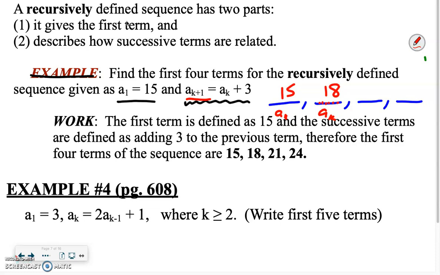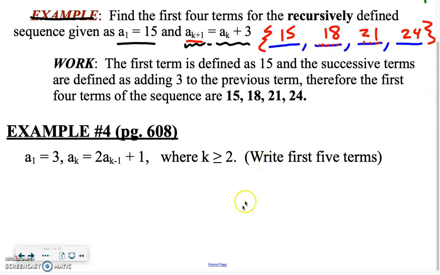So all we're going to do is take our current term of 18 plus 3 more to get 21. Now our current term is 21 plus 3, we get 24. That pattern would definitely continue, but all that we are asked to do is find the first 4. Okay. So again, the notation looks a little funny, but the actual math behind this is not so bad.